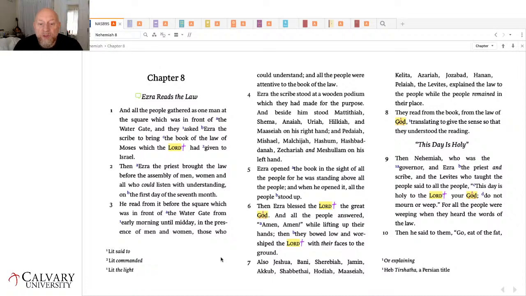Verse 5, Ezra opened the book in the sight of all the people, for he was standing above all the people. And when he opened it, picture this, all the people stood up. Then Ezra blessed the Lord, the great God, and all the people answered, Amen, Amen, while lifting up their hands. Then they bowed low and worshiped the Lord with their faces to the ground. Also, and I'm not going to read through this list, several men, the Levites, explained the law to the people while the people remained in their place. They read from the book, from the law of God, translating to give the sense so that they understood the reading. I love this story.